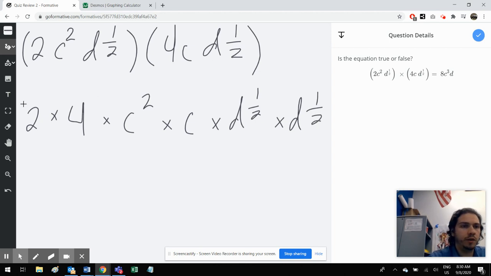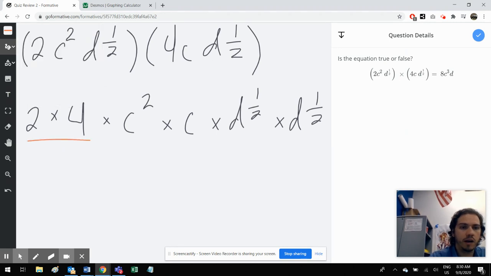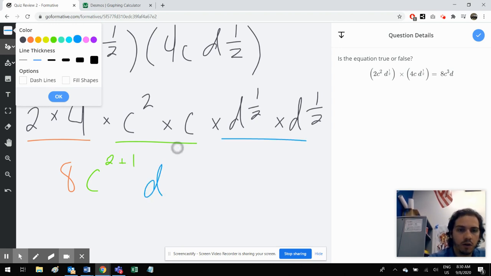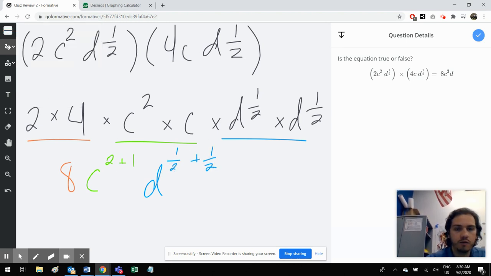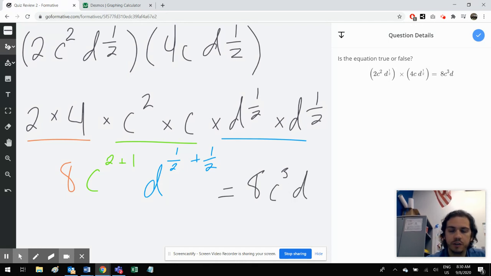Okay, so we can kind of put these in pieces, right? 2 times 4 is 8. Then we have c to the power 2 plus 1. And then we have d to the 1/2 plus 1/2, right? So there's each kind of individual piece of it. So we have 8, 2 plus 1 is 3, and then 1/2 plus 1/2. Again, I could go in Desmos, just do 1/2 plus 1/2. That's equal to 1. So that's just d.